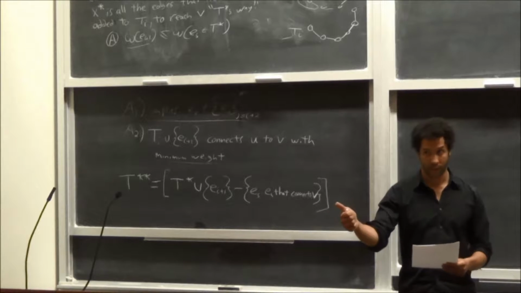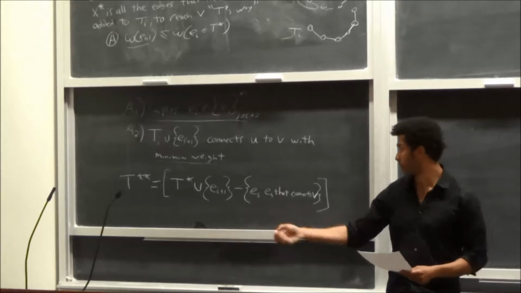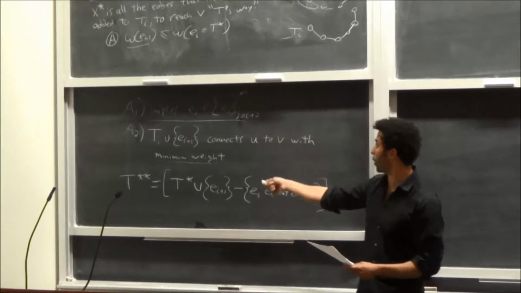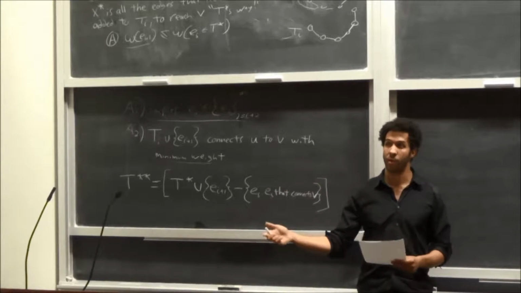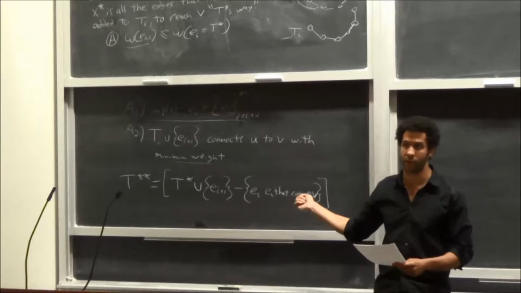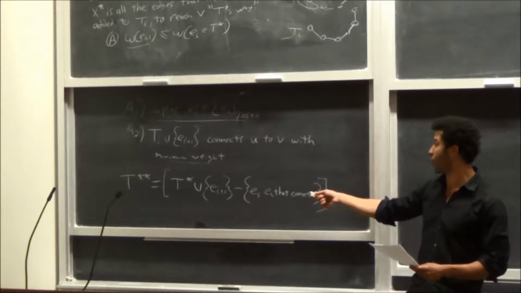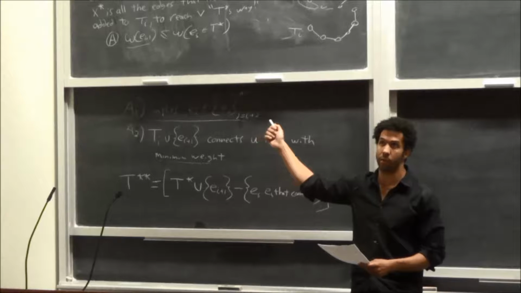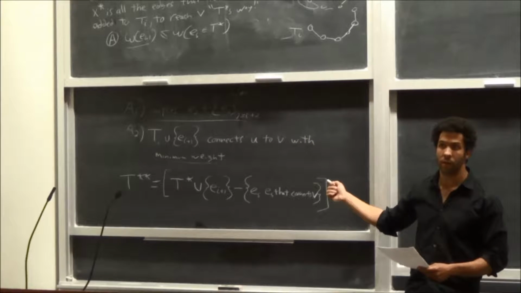Has to connect all the vertices together. So this does that. It connects all the vertices because we know from above it still connects U with V. Has to be minimum weight. We know that because we've added an edge that's minimum weight. So we can kick out this other edge that conflicts with this later because we know that by definition it has to be bigger or equal to the one we just added.